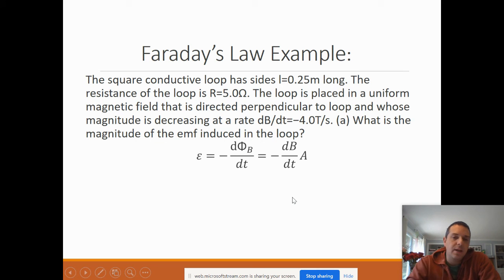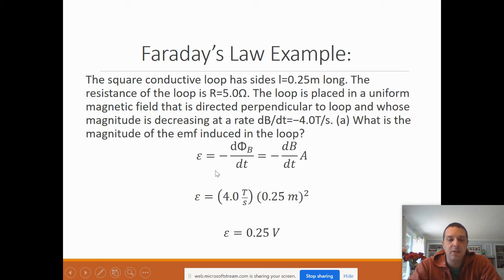When we talk about the EMF, that is the rate at which magnetic flux is changing over time. We have the rate at which the magnetic field strength is changing. To get the flux, we just have to multiply this change in magnetic field strength by the area over which it's acting. So we'll expand the change in magnetic flux with respect to time to say the change in magnetic field strength with respect to time, times the area. In doing that, we find that we have an EMF of 0.25 volts.